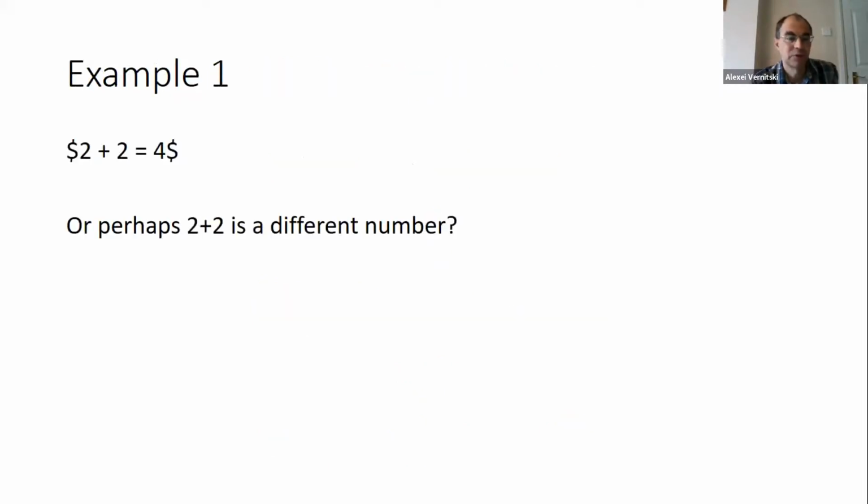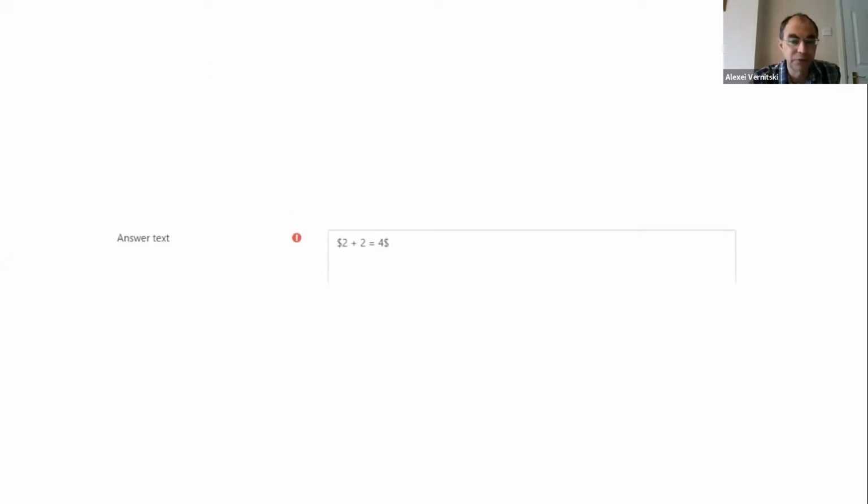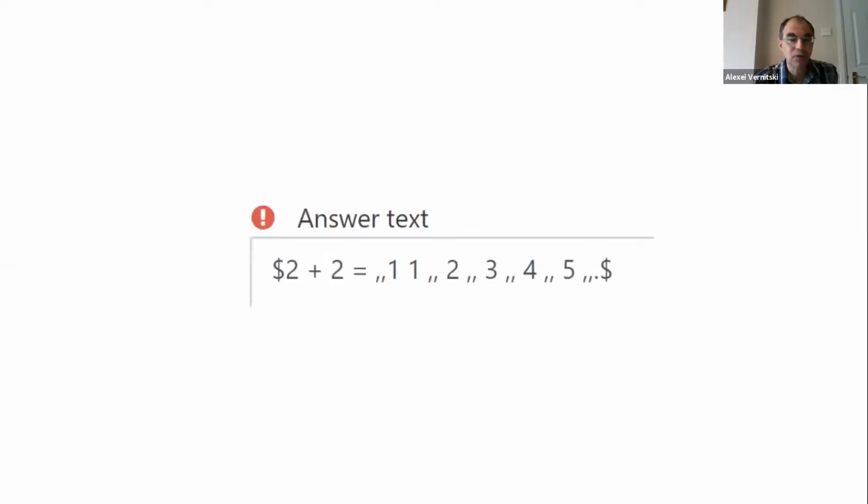For example, 2 add 2 is equal to 4. So let us check if a student really knows that 2 add 2 is equal to 4 or some other number. And then you would copy and paste this fragment of your lecture notes, 2 add 2 equal 4, into Moodle. And after that, you would add distractors.